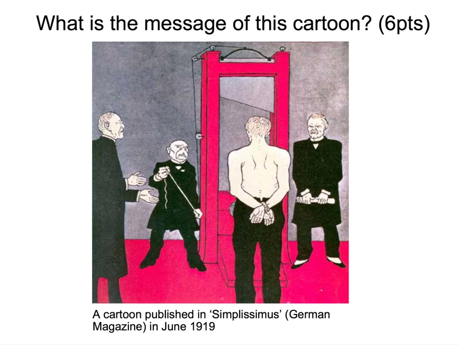In this video we'll be addressing the OCR GCSE History question, what is the message of this cartoon? And it's a 6-point question. As you can see, this is a cartoon, as it says at the bottom, published in a German magazine called Simplicissimus, in June 1919, and the context of that is really important for understanding the overall message of the cartoon.